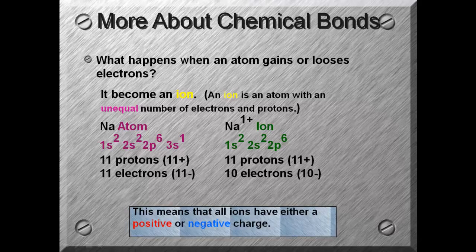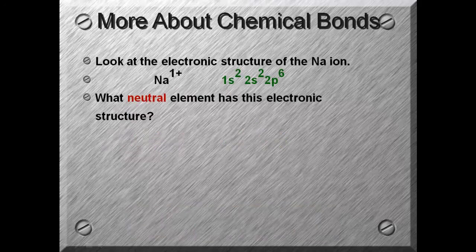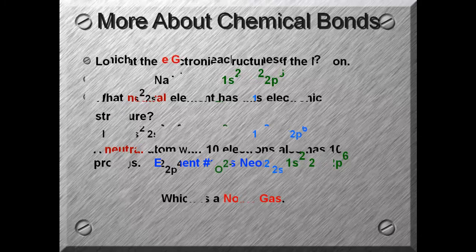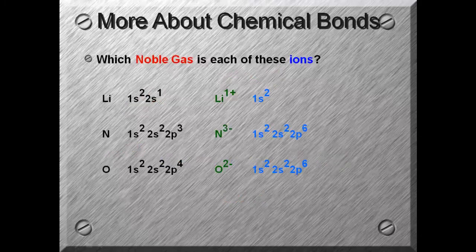This means that all ions will either have a positive or negative charge. Look at the electron structure of the sodium ion. What neutral element has this electronic structure? The 1s2, 2s2, 2p6. A neutral atom with 10 electrons also has 10 protons. So the element number 10 is neon, which is a noble gas. Which noble gas is each of these ions?